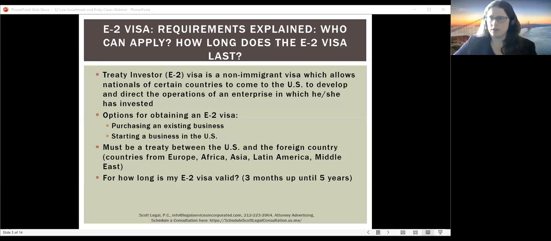Many countries, Australia, Canada, Israel, France, Spain. So it can be a good option for nationals of many countries. And it's not based on where you were born. It's based on where you have a passport.